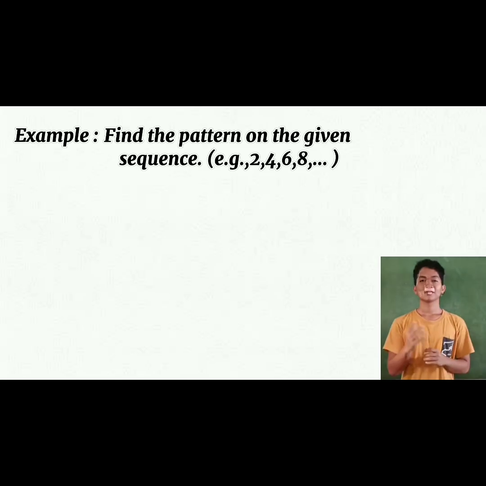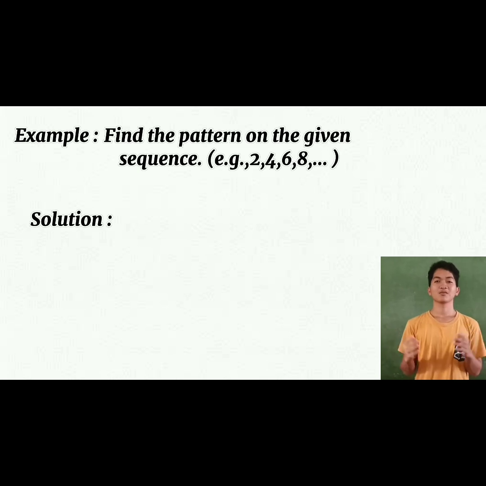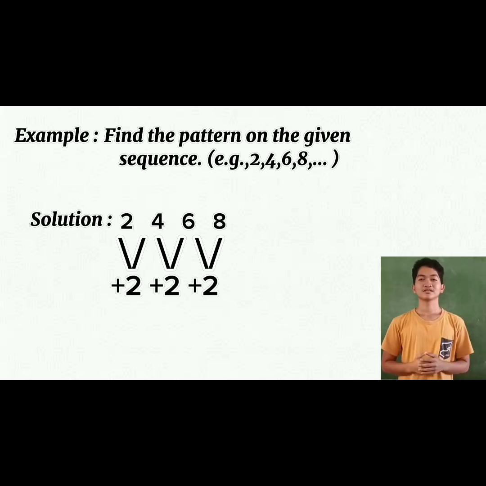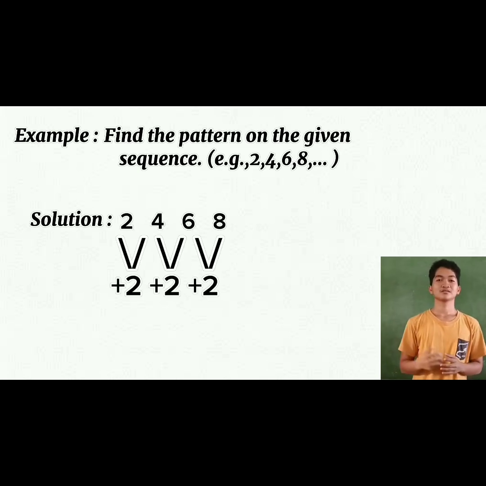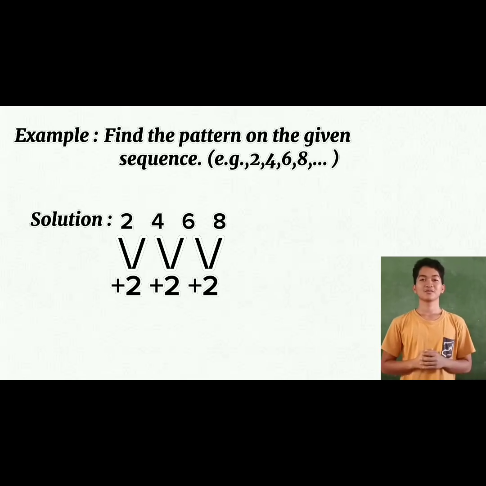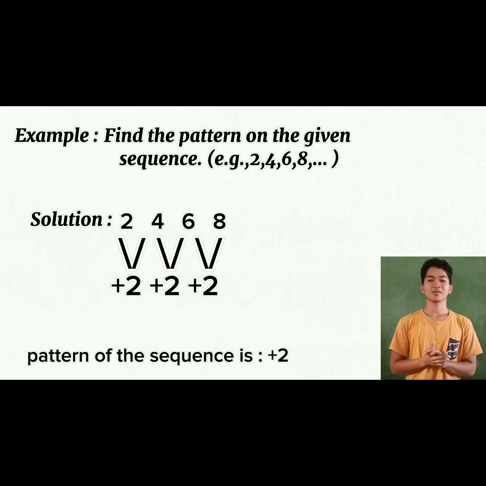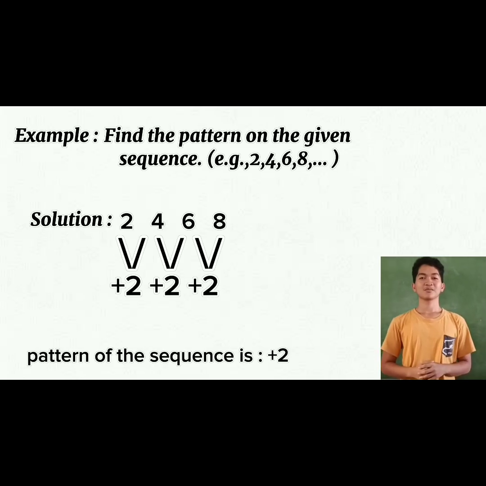Example, find the pattern of the given sequence 2, 4, 6, 8. Solution. As you can see, the pattern we use to get 2, 4, 6, 8 is by adding 2 to the previous term. So the pattern of the sequence is adding 2 constantly each time.